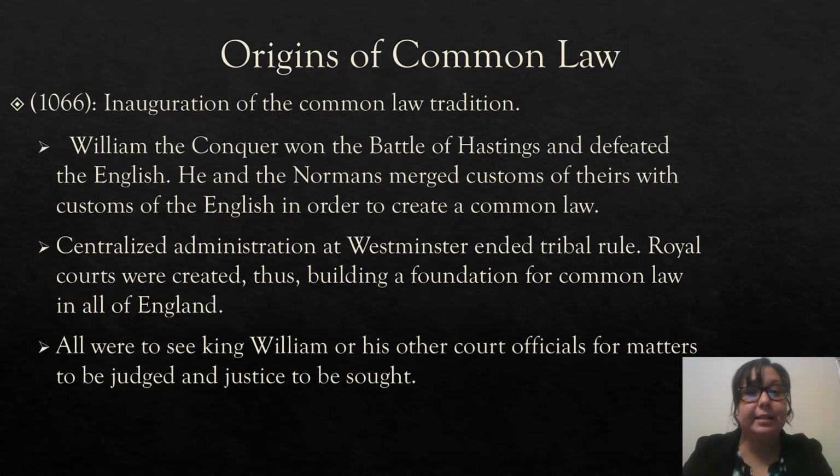The year 1066 is known as the inauguration of the common law tradition. William the Conqueror won the Battle of Hastings and defeated the English, and he merged with the Normans' laws and customs. They were very accepting towards their customs. They centralized administration at Westminster and ended tribal rule. Royal courts were created, and it really helped build a foundation for common law in all of England.